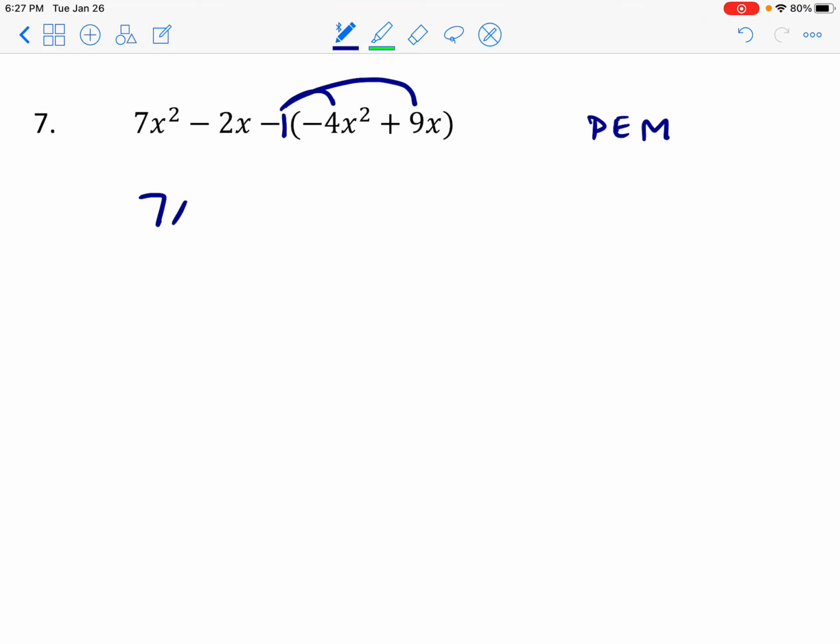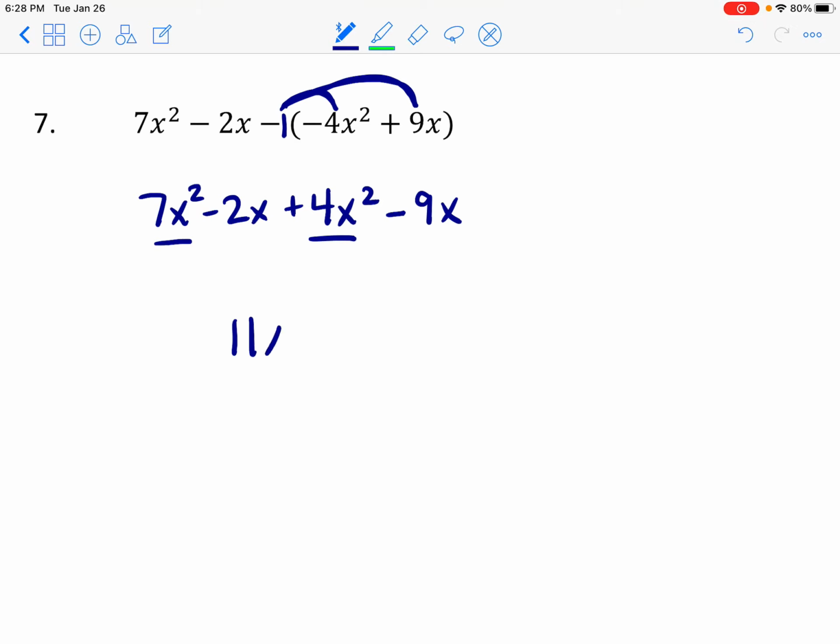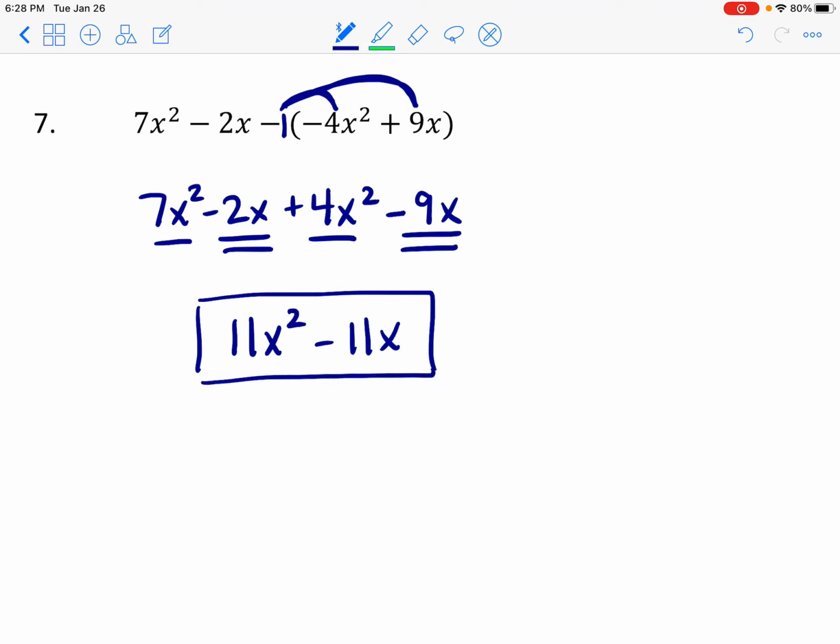So I'm going to bring down my 7x squared, bring down my minus 2x. Negative 1 times negative 4x squared makes that a positive 4x squared. And negative 1 times positive 9x makes a negative 9x. And now I can combine like terms. So 7x squareds plus 4 more x squareds is 11x squareds. And then negative 2x's and negative 9x's is negative 11x's. And that's going to be my simplified algebraic expression.